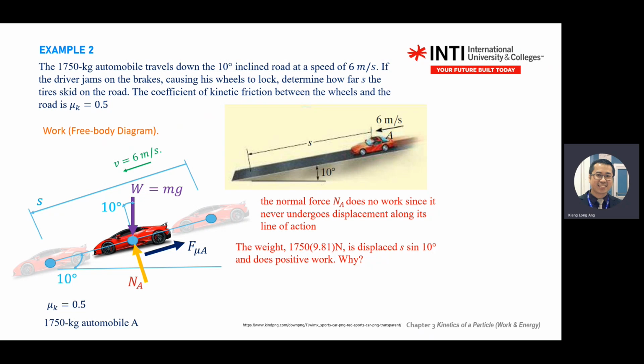Why does it do positive work now? Huh? Why? Again, back to what is work? Why do you get positive work? Because you split the weight into 2 vectors, 1 pointing down, 1 pointing in this direction. Where is your displacement? It goes down, right? So your weight and displacement are parallel, which gives you positive work.